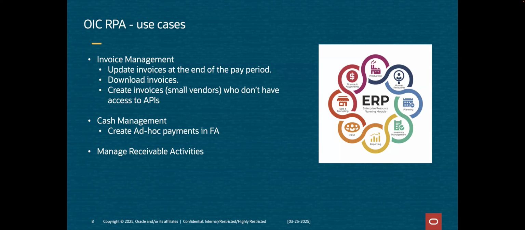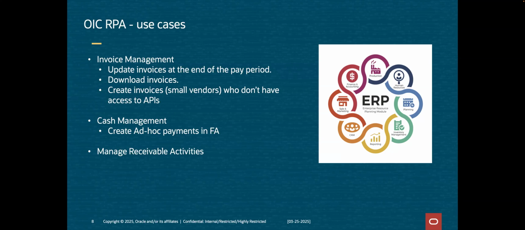You want to download invoices from a third-party ERP system like SAP Ariba, and then consolidate all of these invoices. You can do that using robots. Then you can create invoices also in ERP systems where you don't have access to APIs, or they are small vendors. You don't have access to APIs, but you do have access to the UI, and you can make edits there.